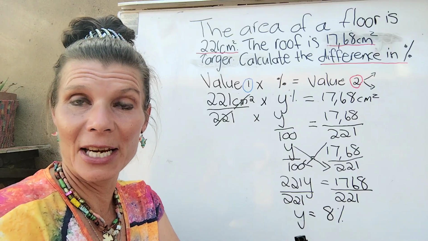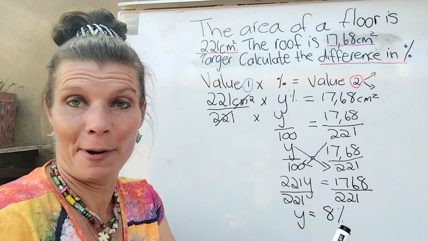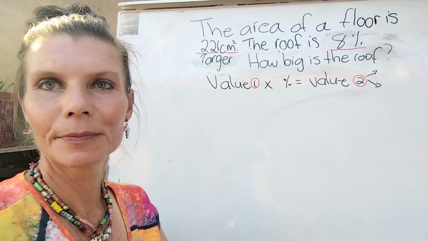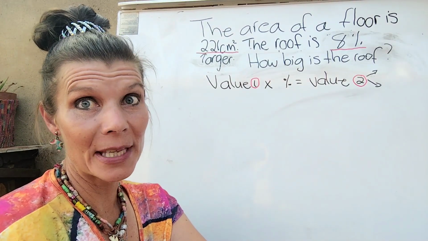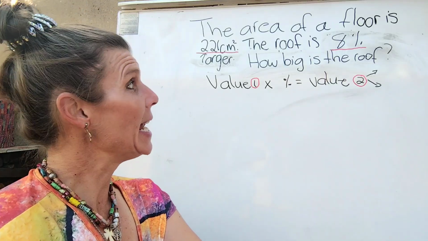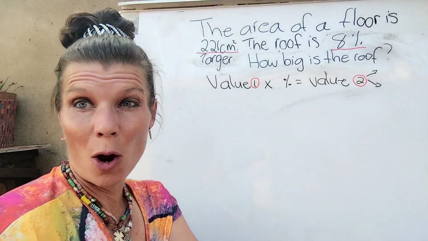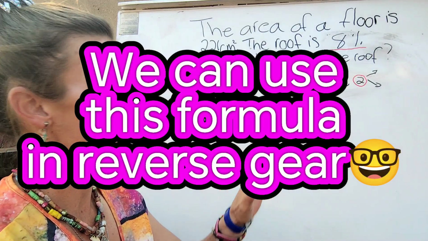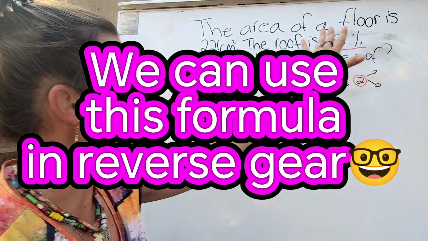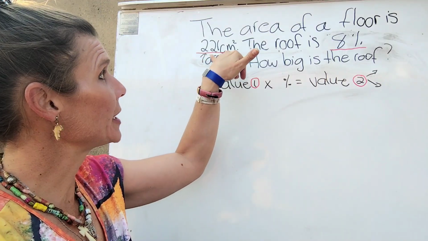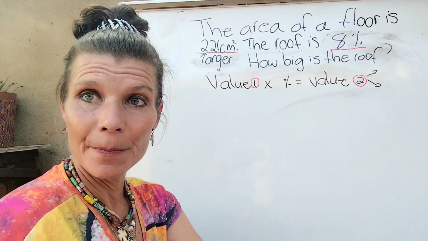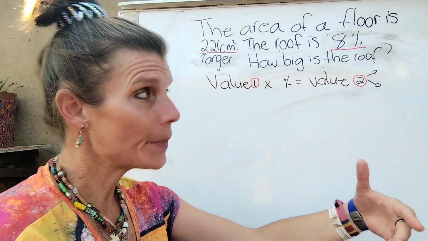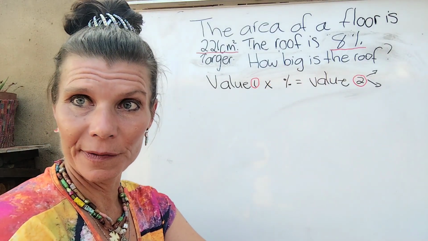Now let's see if we can do it otherwise. If we can reverse it, if it still works. Okay, now the moment of easy truth. Let's see if we are correct, if we reverse it. Now the question asks us, the area of the floor is still 221 centimeters square, but the roof is 8% larger. Calculate how big is the roof.